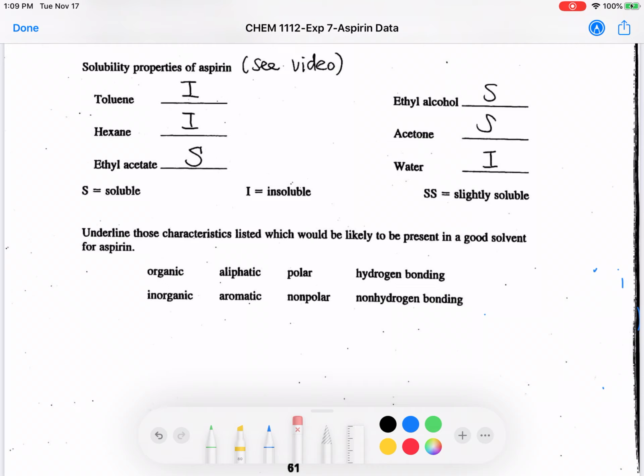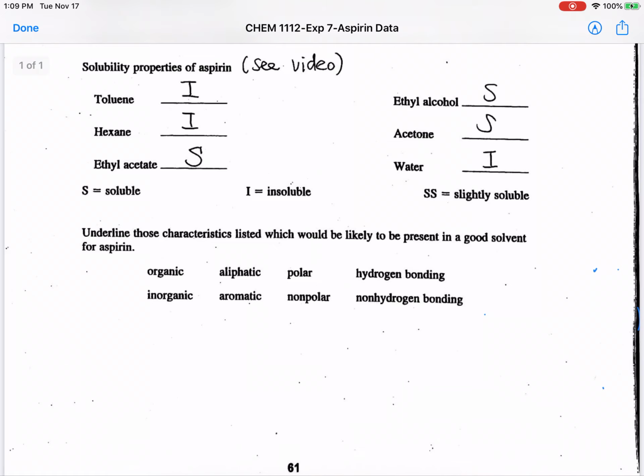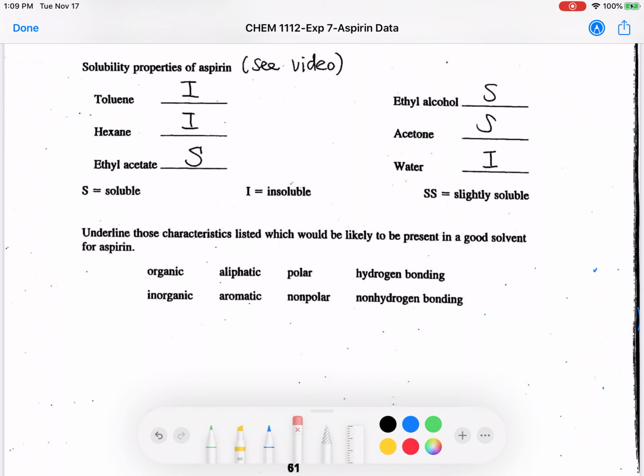So you need to figure out whether it is going to be soluble in organic solvent, inorganic, aliphatic, aromatic, polar, non-polar, hydrogen bonding, non-hydrogen bonding. So the salicylic acid is insoluble in toluene. Toluene is this molecule right here. You don't need to know the structure, but I'll go ahead and show it to you.